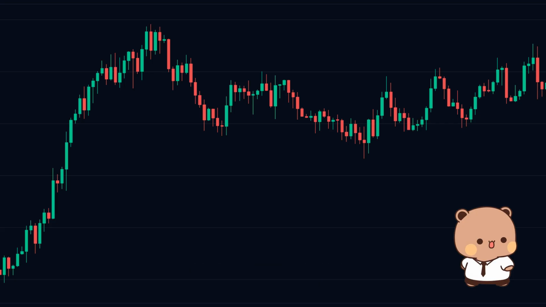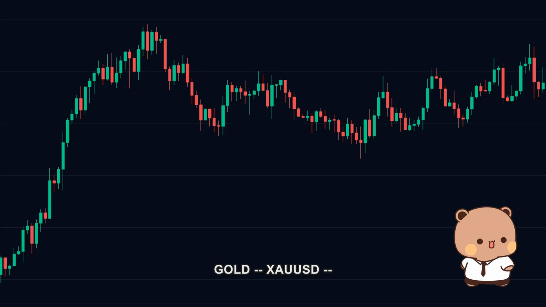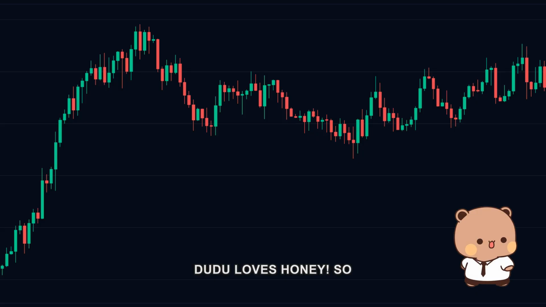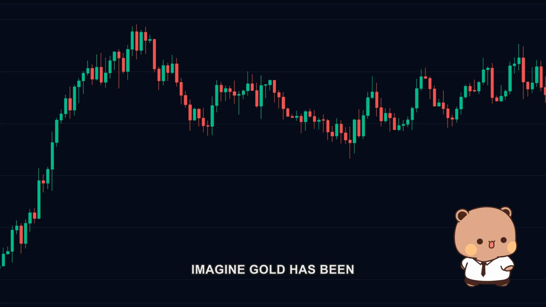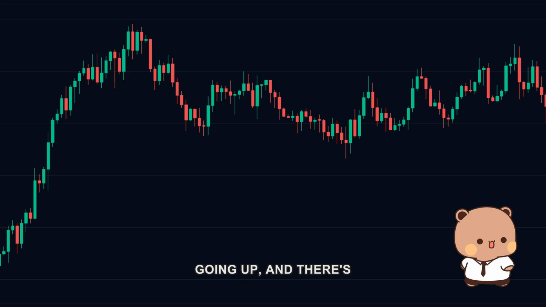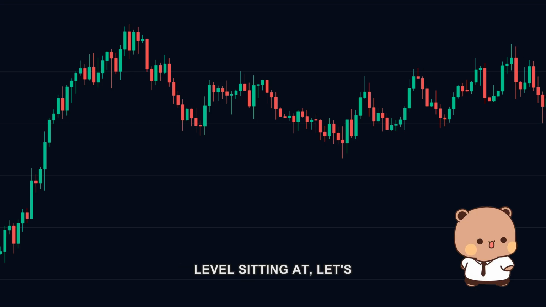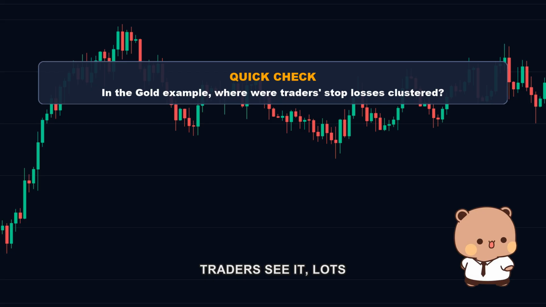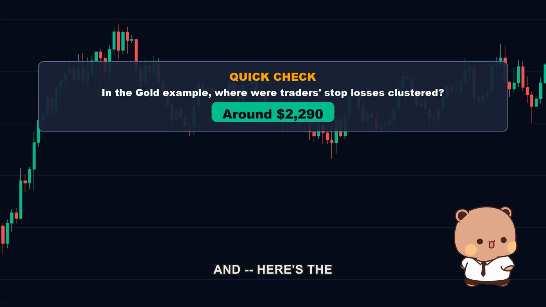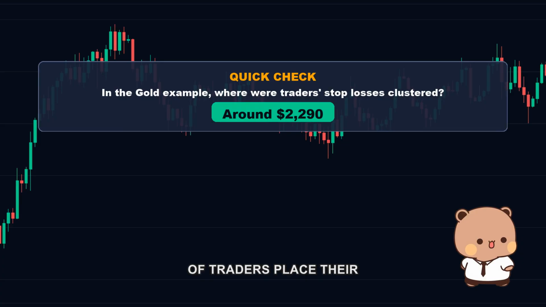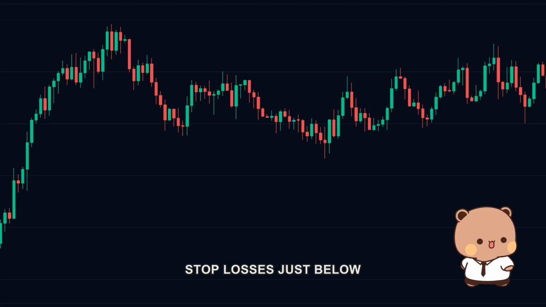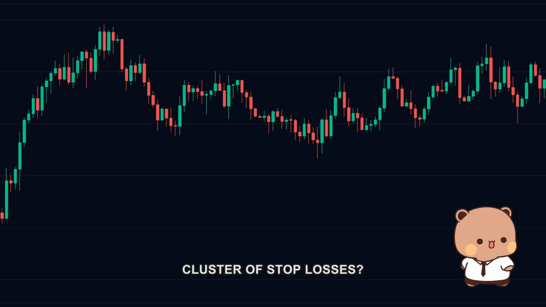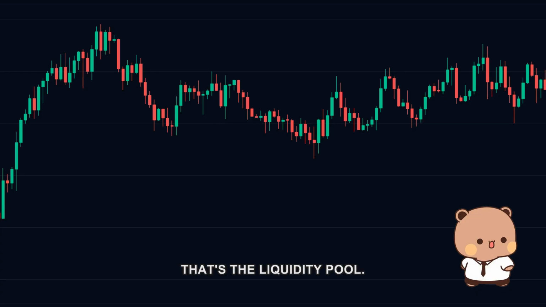Alright, let's look at a real example using gold. XAUUSD. Because Dudu loves gold almost as much as Dudu loves honey. So imagine gold has been going up, and there's a really obvious support level sitting at, let's say, $2,300. Lots of traders see it, lots of traders buy there, and here's the important part. Lots of traders place their stop losses just below it, around $2,290. That cluster of stop losses, that's the liquidity pool.